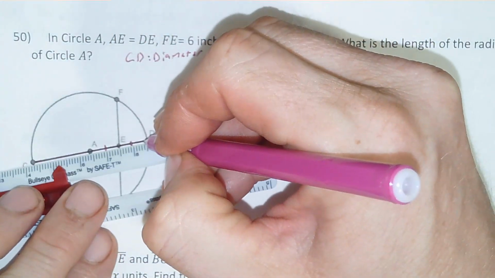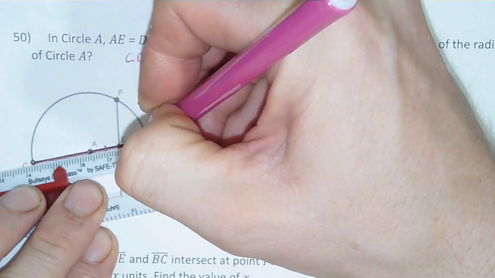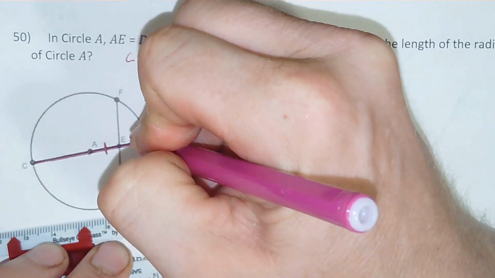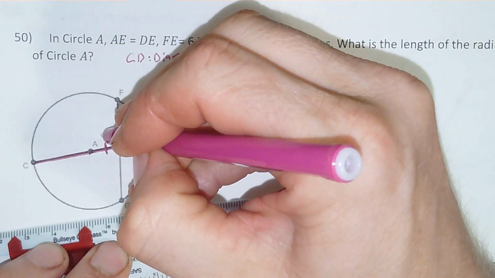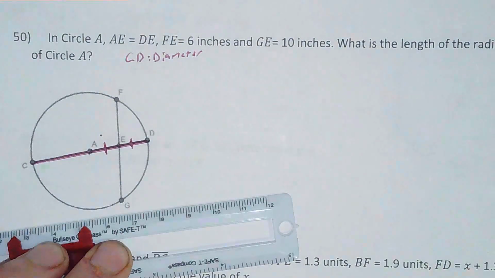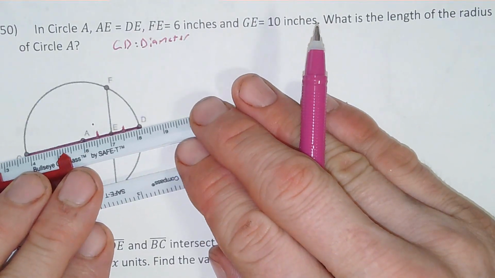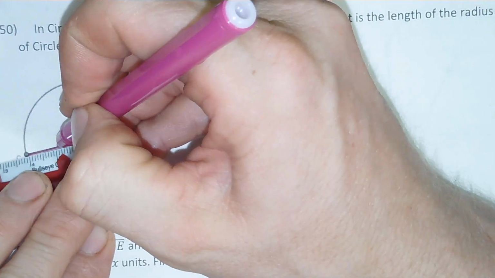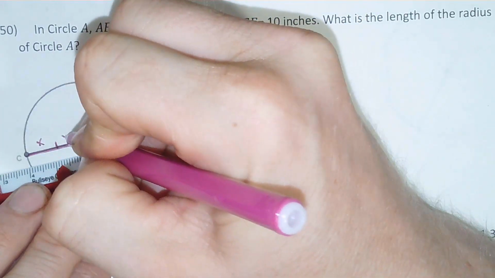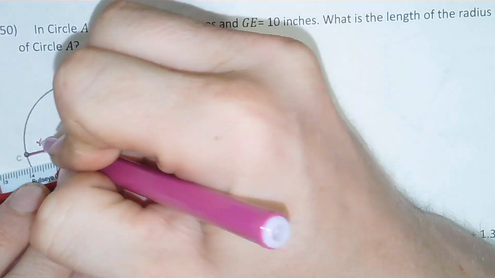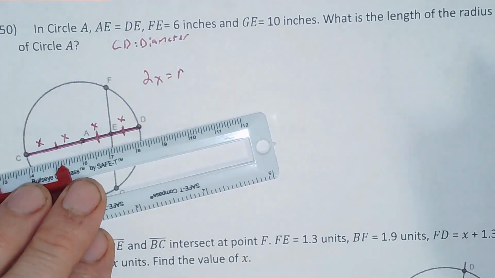And if CA is a radius and AD is a radius too, and if ED is congruent to AD, then these are both half a radius, right? Or a radius divided by 2, or you could even say that you can just bisect this into 2. Let's bisect this into 2 and call this x, and call that x, and we can say that 2x equals 1 radius. Okay?